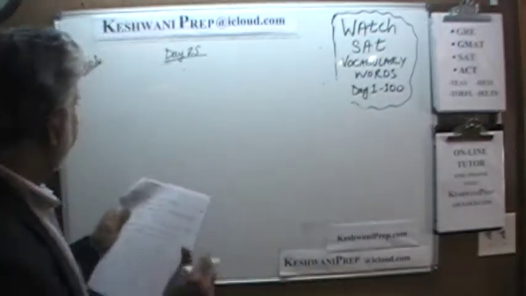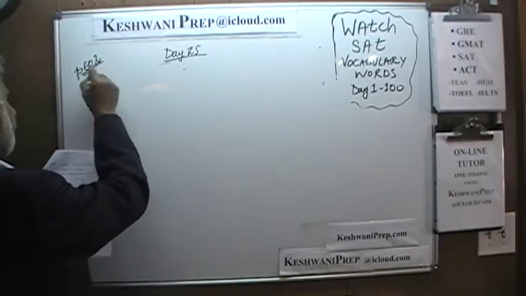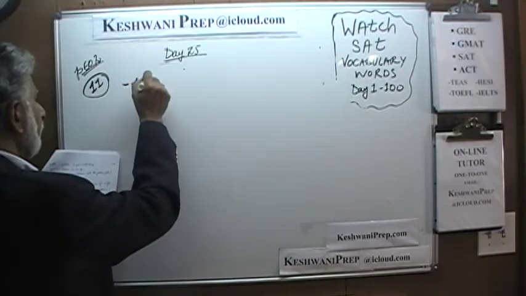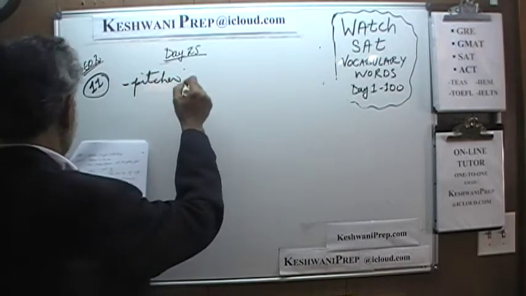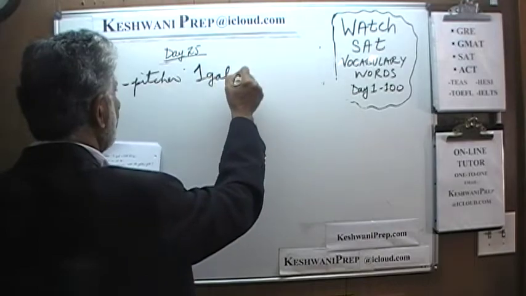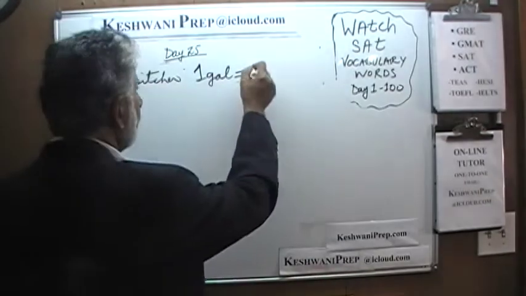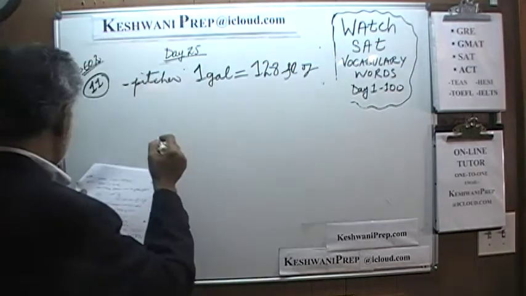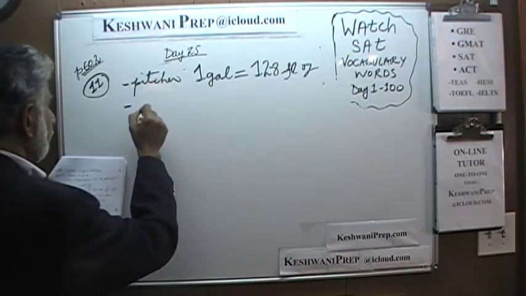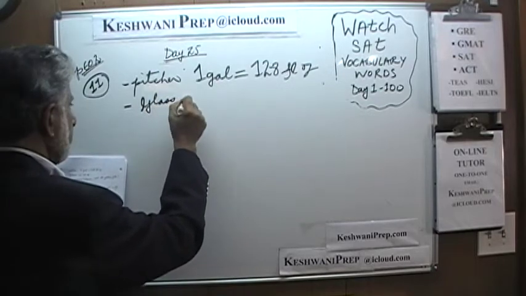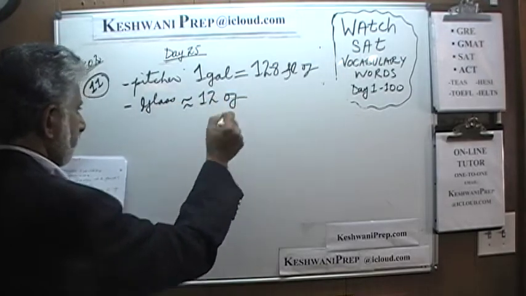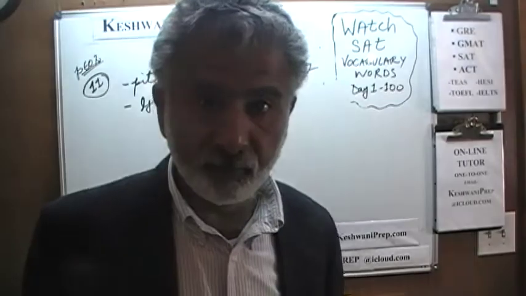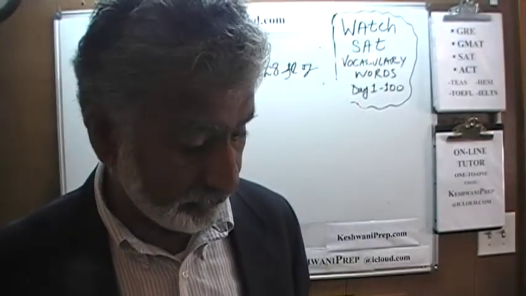Let's look at 11. 11 says that we have a pitcher which is 1 gallon. And we are further told that 1 gallon equals 128 fluid ounces. This is the continuation of the same glass that we're talking about, and the problem tells us in the beginning that the capacity of the glass is approximately 12 fluid ounces. The question simply is, how many glasses?